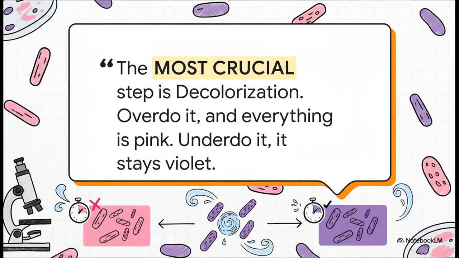Now listen up, because this is a classic exam question. I cannot stress this enough. Decolorization is the single most critical step of this entire process. If you decolorize for too long, you'll strip the violet dye from everything, making it all look pink. That's a false negative result. But if you don't do it long enough, everything stays violet, giving you a false positive. Timing here is absolutely everything.